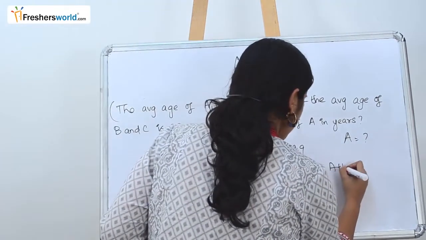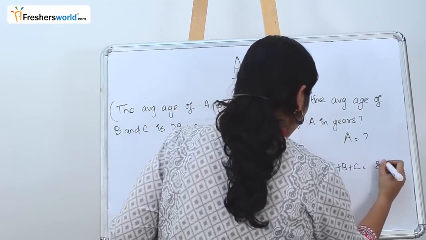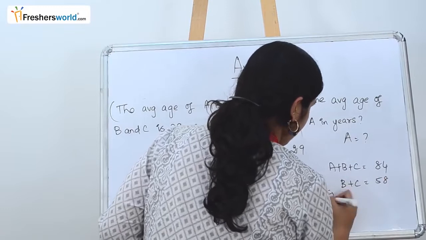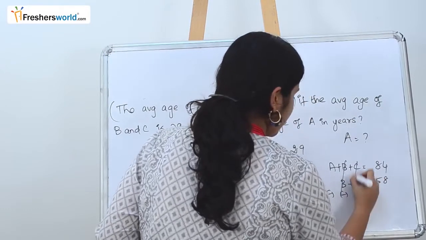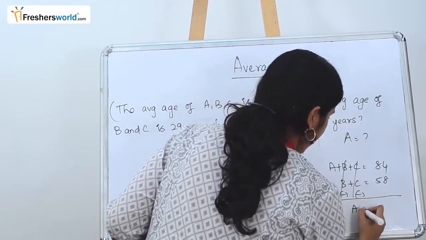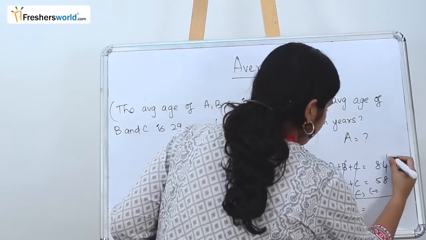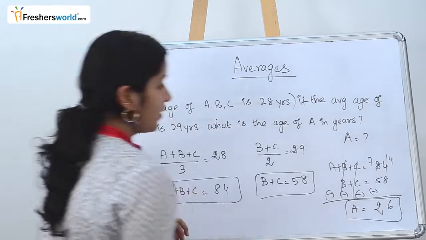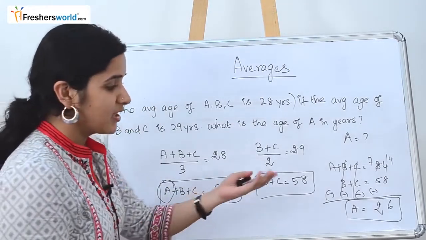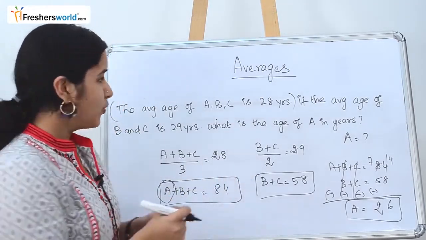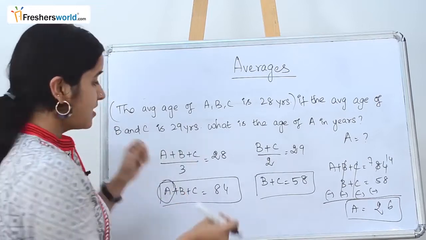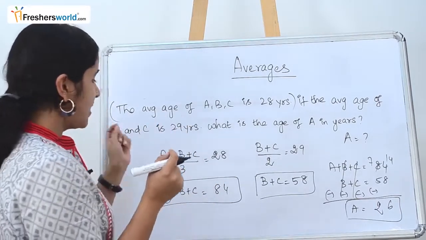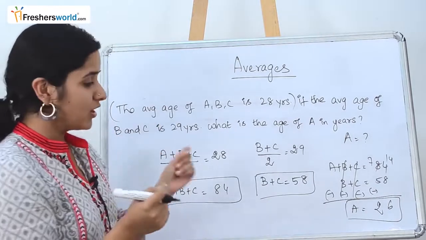So A plus B plus C is equal to 84. B plus C is equal to 58. So let's subtract it. So B gets cancelled. We get the value of A: 84 minus 58 is 26. So the age of A in years is nothing but 26 years. So what did we do here? We split the question into 3. First we took the average of A, B and C. Then we took the average of B and C. So once you subtract it, you get the value of A.